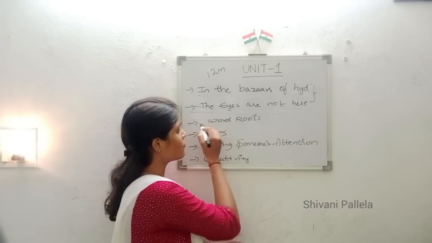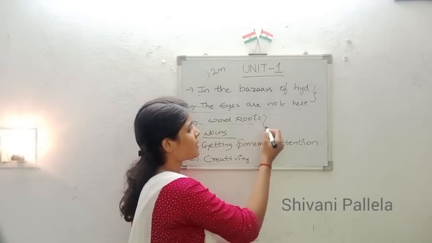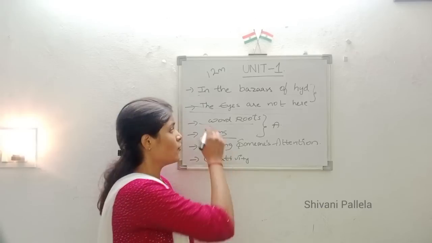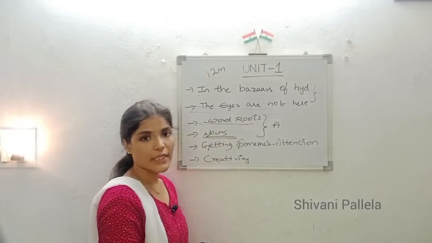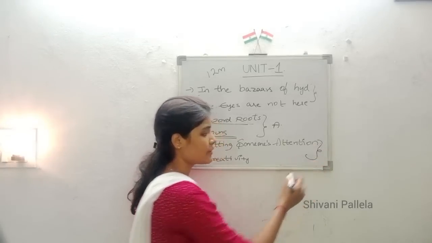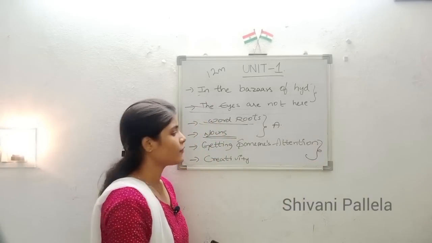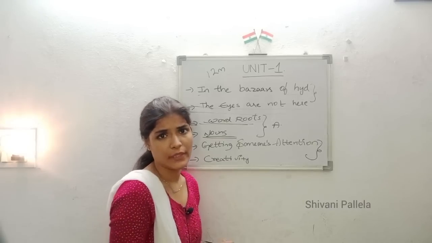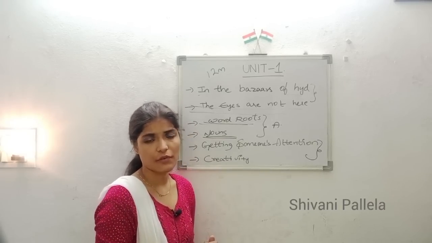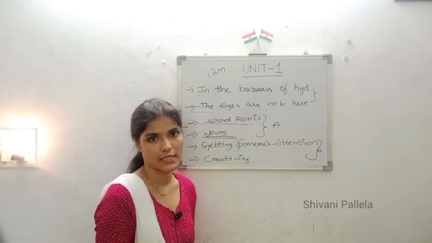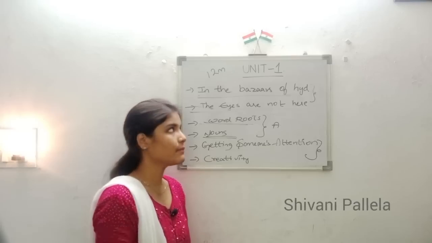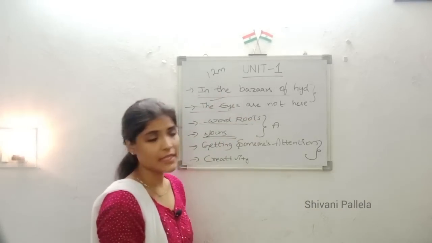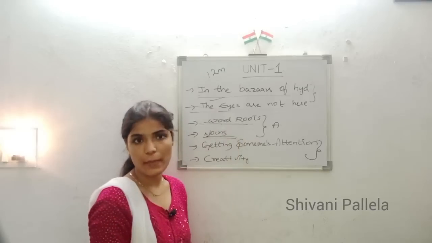Okay, word roots and nouns will come for part A. Part A bits, these are word roots and nouns. So this is also another important question from unit number 1. How will you get your question paper? In part B, they will ask 5 questions. So in unit number 1, in the Bazaars of Hyderabad and The Eyes Are Not Here, summaries and word roots, nouns. This is part B.